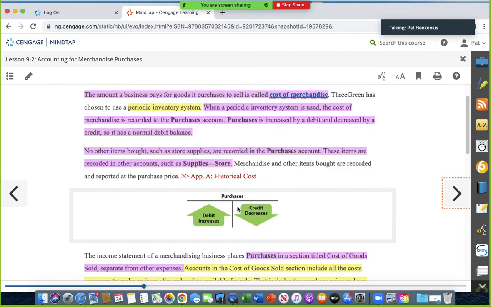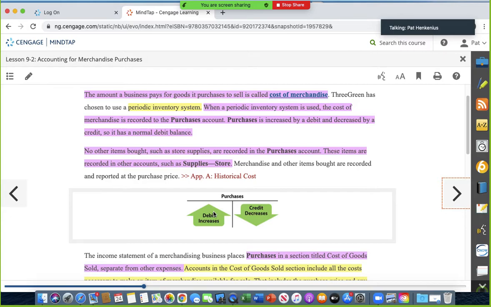How do you increase purchases? It tells us here that purchases will be increased with the debit and decreased with the credit. So purchases is a new account. When we're ordering and purchasing merchandise that we will sell, we will debit purchases. Now, when we buy supplies, like coffee cups or stationery or pens and paper, that's not going to be debited to purchases. That'll be debited to supplies, store supplies or office supplies.